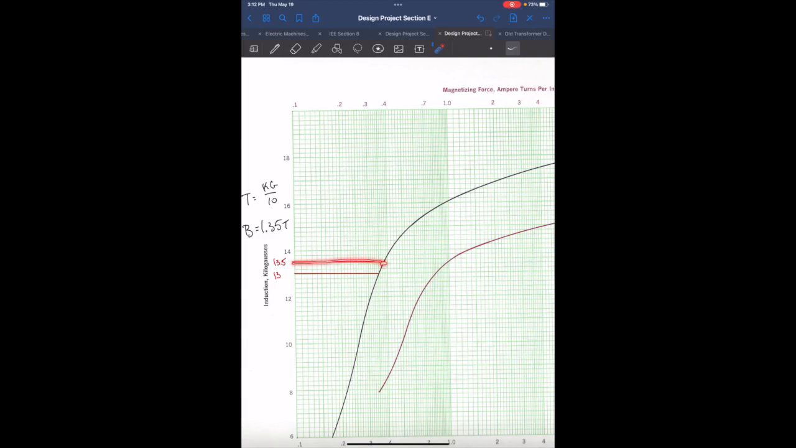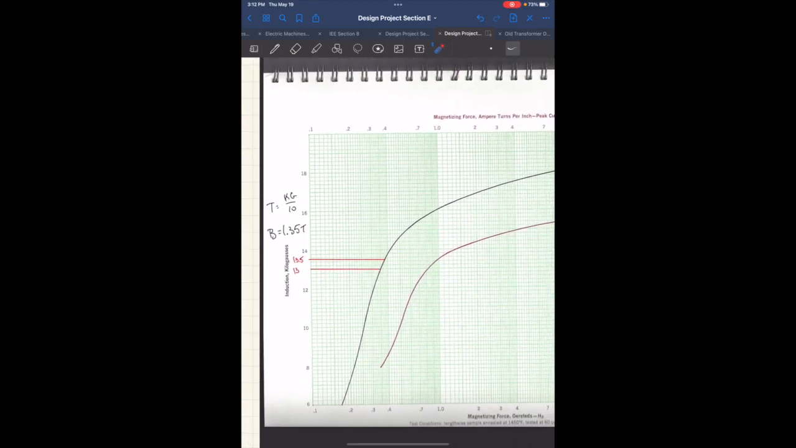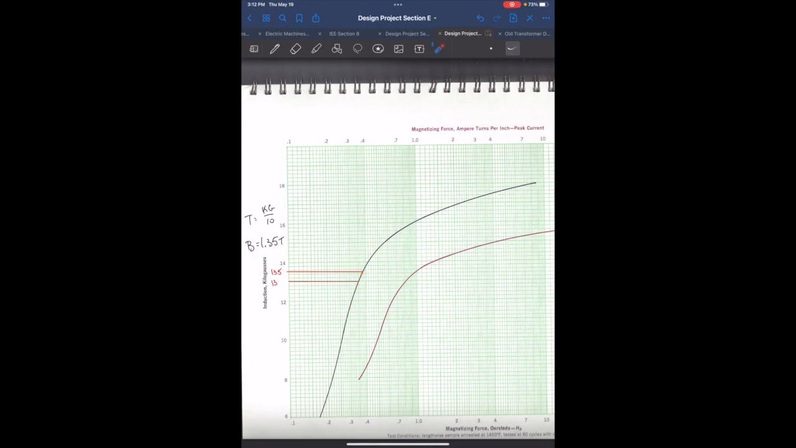We go and see where that meets with the curve here, and we see that it's in the portion just before the saturation region, which is what we want. We don't want to saturate the core. If we choose B to be around 18, or maybe a little bit lower, we're in the saturation region, and we're basically saturating the transformer.